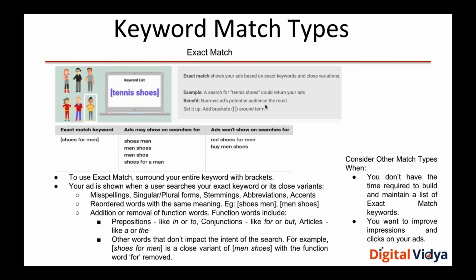So why will people use this kind of match type? Because sometimes there could be certain products or certain services where you may have very close variants which can lead to irrelevant clicks. Can you think about any such product? Just think. No? Anybody?